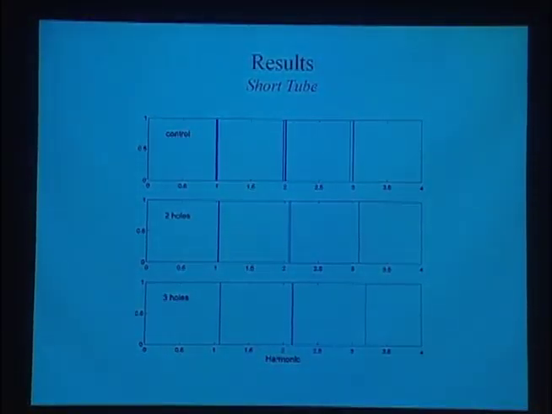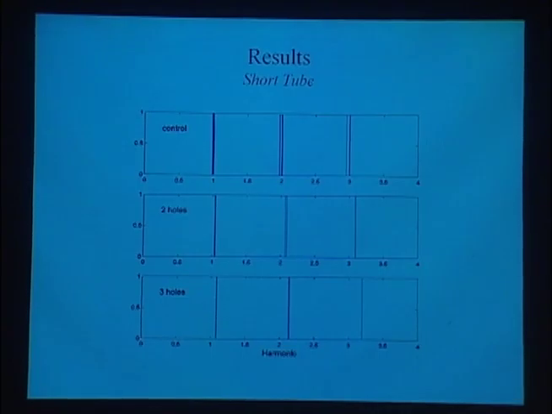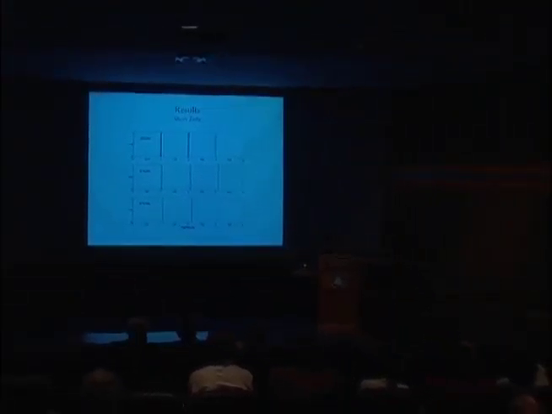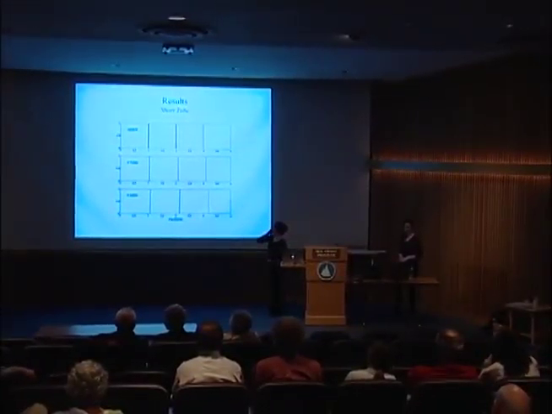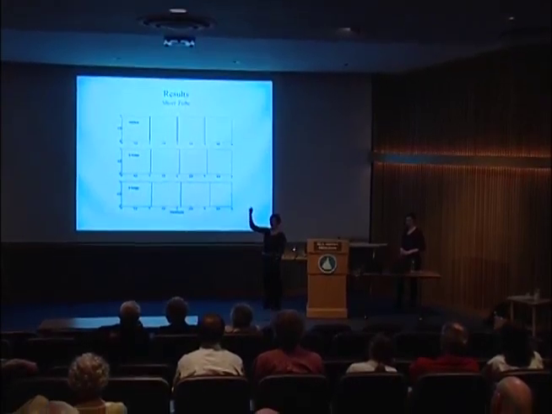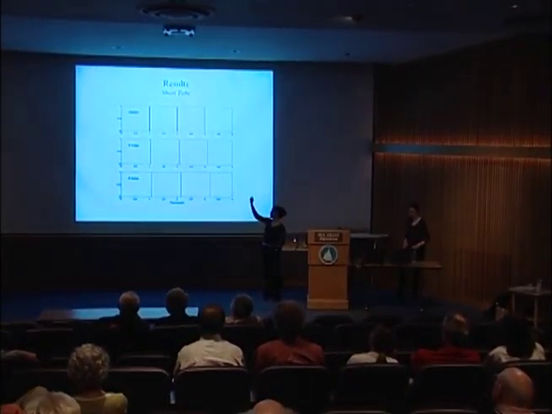Then for the short tube, first we found that there was also a slight discrepancy between the expected and measured. And we describe that by the fact that the antinode doesn't form exactly at the end of the hole. It's slightly past. It's the same effect as the end corrections, but with the holes in the tube.